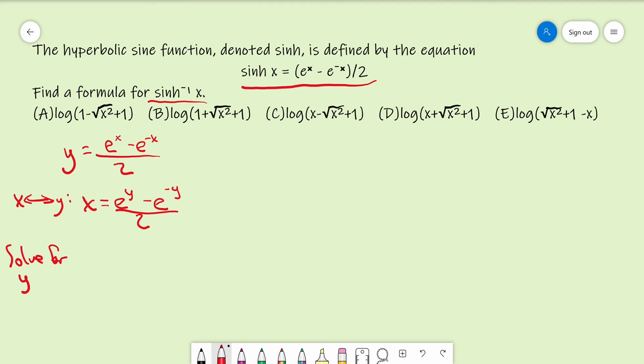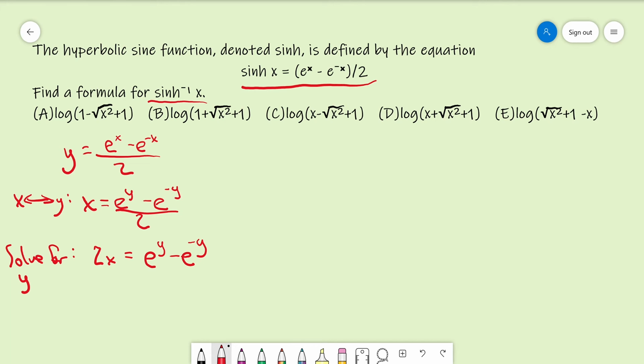So here, in order to solve for y, well, first we can multiply both sides by 2, and we'll get 2x equals e to the y minus e to the minus y. And the trick here is to realize that this is actually quadratic in e to the y. What do I mean by that?